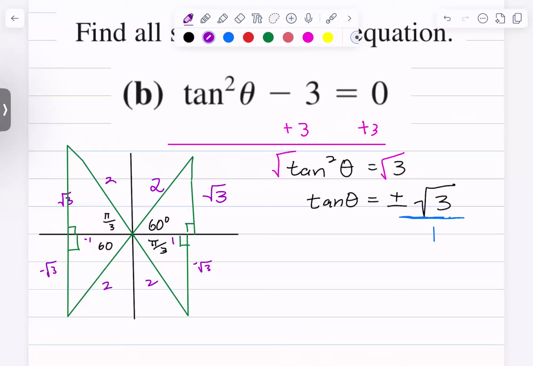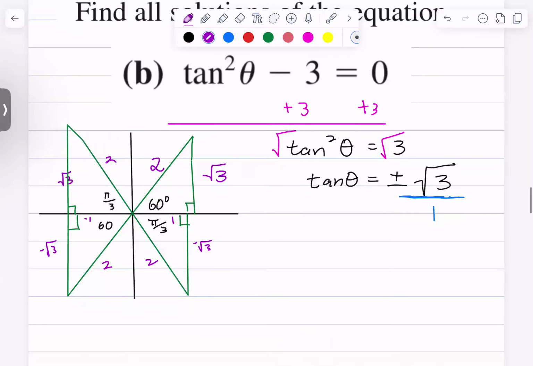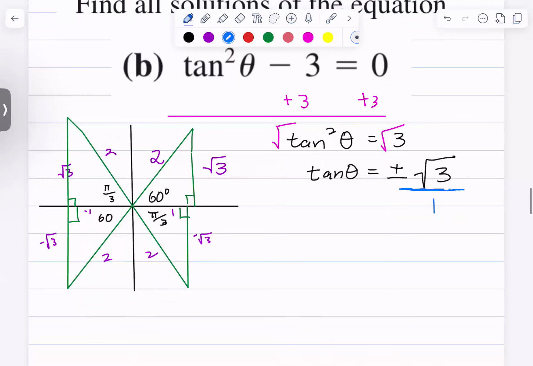So all of these are my answers. Theta is going to equal 60. Theta is going to equal, what is the second angle here? 120.